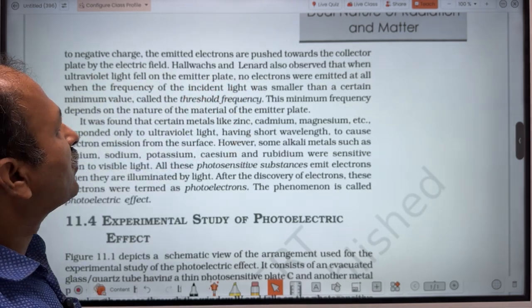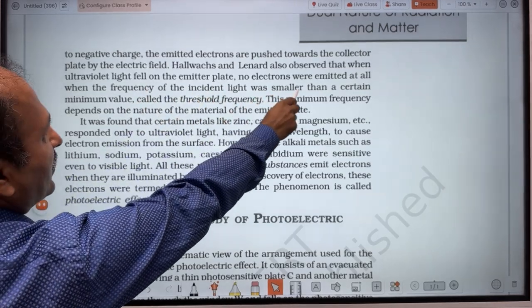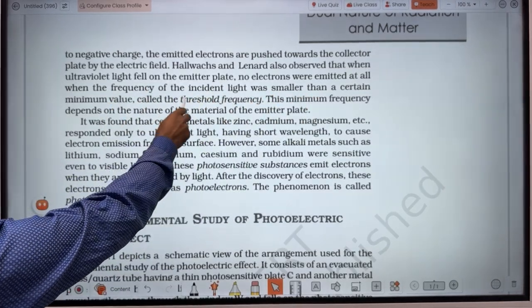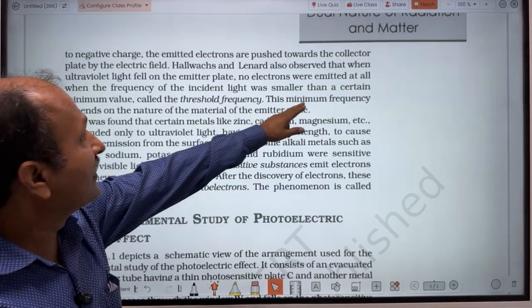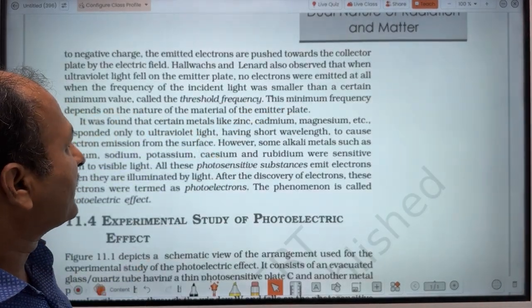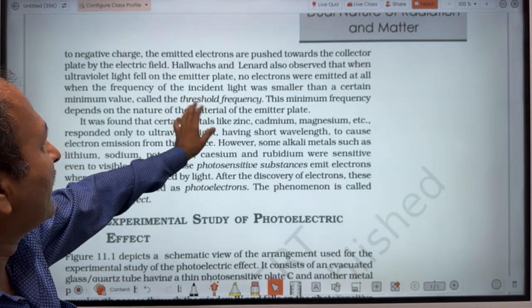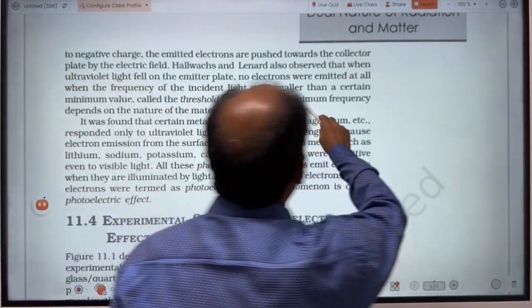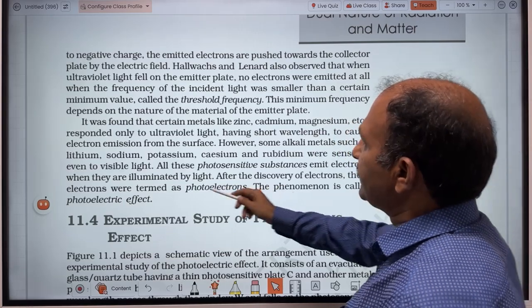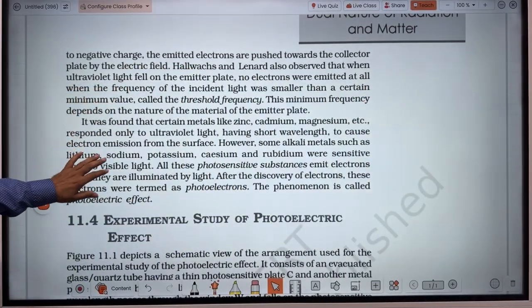Hallwachs and Lenard also observed that when ultraviolet light fell on the emitter plate, no electrons were emitted at all when the frequency of the incident light was smaller than a certain minimum value. This is called threshold frequency. So this is obvious: if the frequency is less than this threshold frequency, in that case, no photoelectric emission will occur. This minimum frequency depends on the nature of the material of the emitter plate, right? So for different materials, this threshold frequency will have different values.